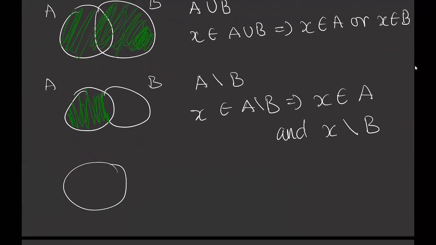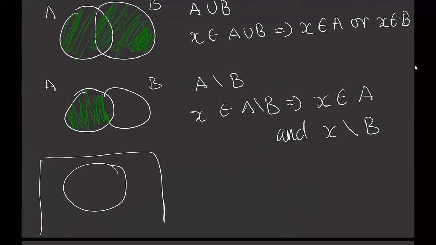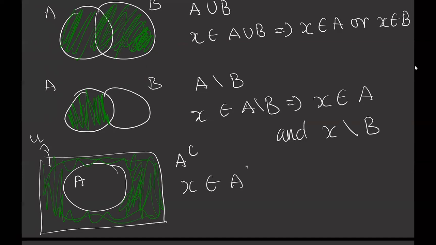And let's say you have a universal set. It just represents all the values that we consider. Then the part in green is this part. It will be the complement. So if X is in A complement, we know X is not in A, right?